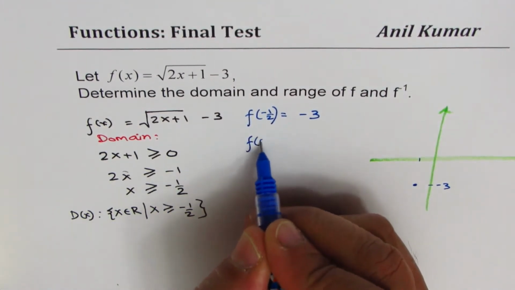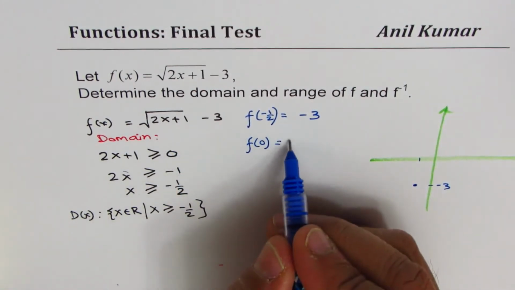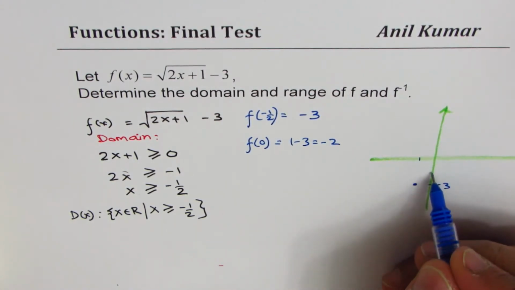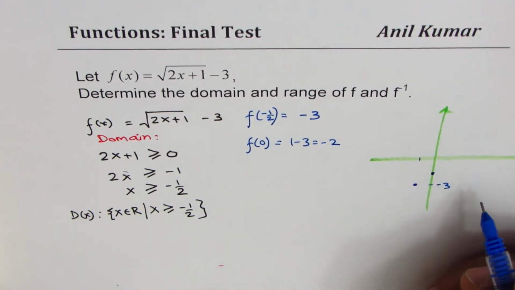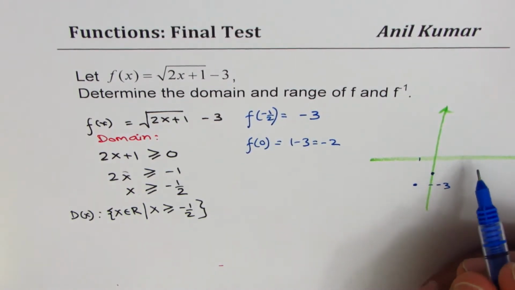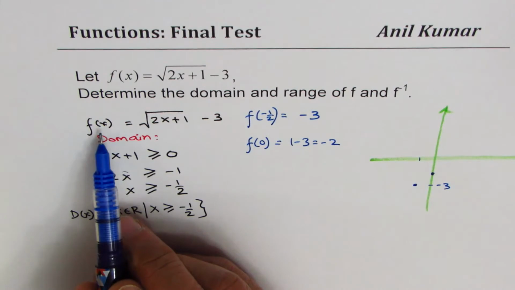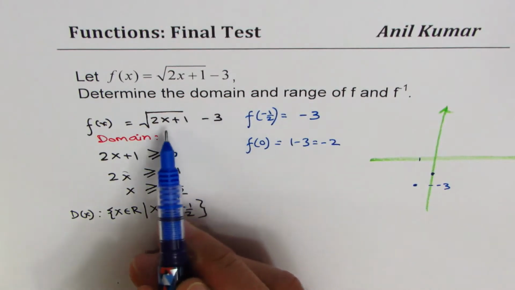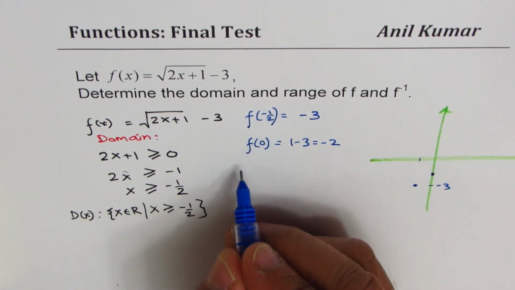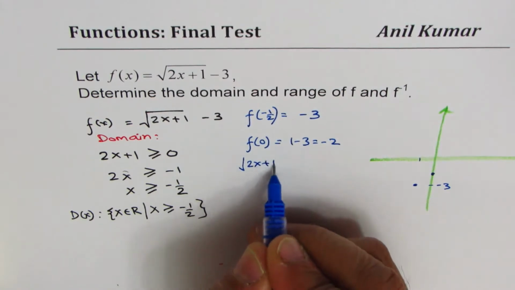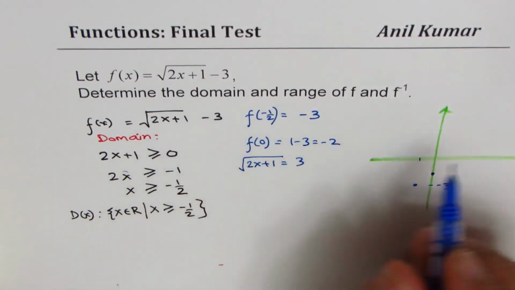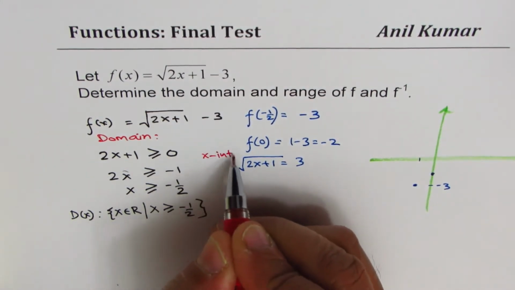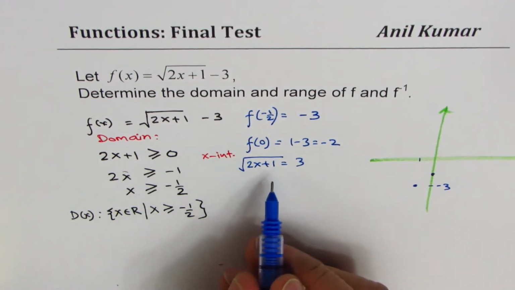If x is 0, let's say f of 0 is how much? We get 1 minus 3, which is minus 2. So at 0, we expect the value to be minus 2. Now, that's one thing. We can also find when this value is 0, that is, within the square root part, we should get 3. 3 minus 3 is 0, is it okay? So if I equate square root of 2x plus 1 to 3, then we get the x-intercept. So we are trying to find the x-intercept. Well, all these steps are not really required.